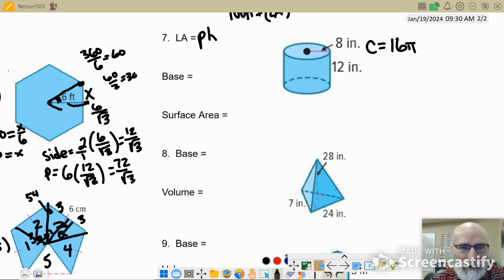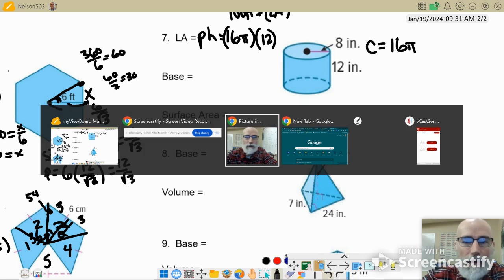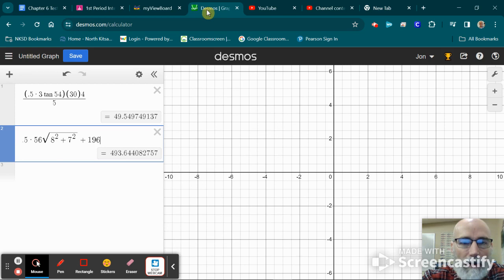Doggone it. This is the base area, not the perimeter of the base. So the perimeter is 16 pi. You'd think somebody else made this test up. I did this. And you multiply by 12 and you end up with so many square inches. Let's jump over to Desmos and figure out what that is approximately.